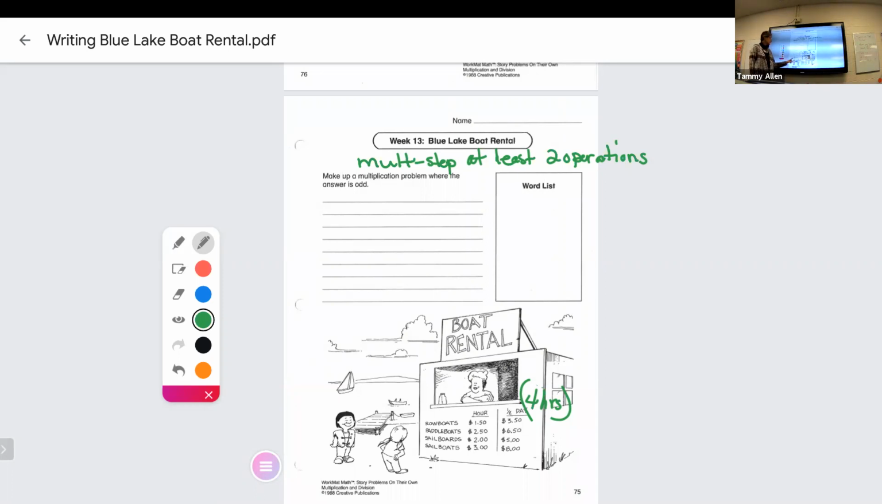Now, because this is provided, you do not have to give me the cost within your story problem. Does that make sense? You can force the reader to go down and use the board. All right? Okay? So let's get started. Do we still have to use this? Mm-hmm.